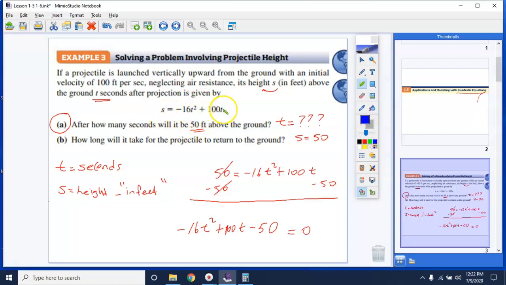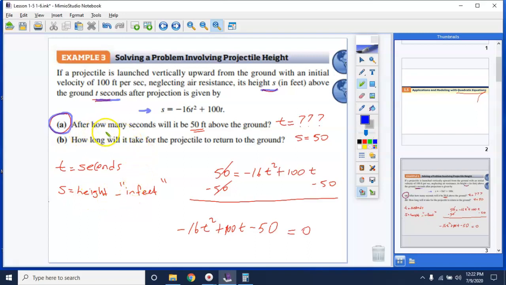And that's my equation. I'm going to solve A first over here. After how many seconds will it be 50 feet above the ground? To solve our problem, in my equation I have to know what the variables represent. T represents what? T is seconds. So T represents time, seconds, right? And S represents height in feet.